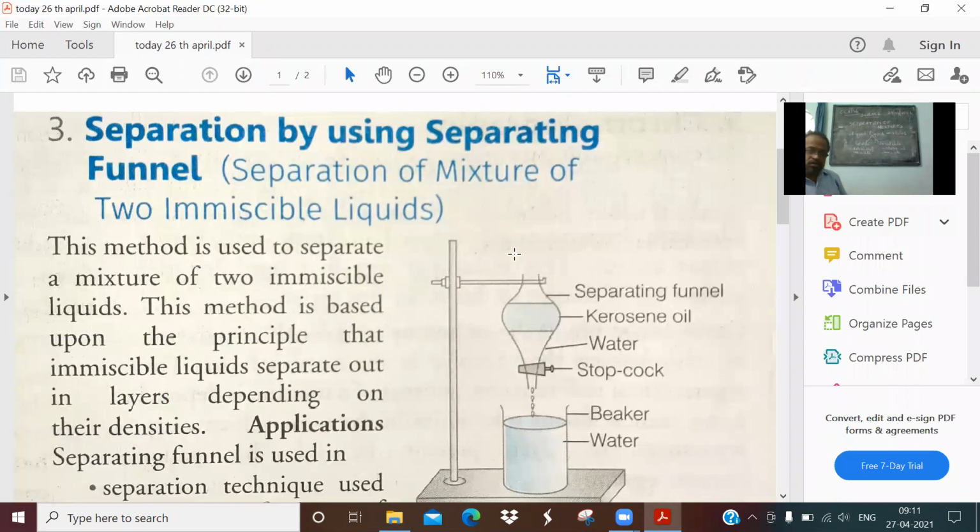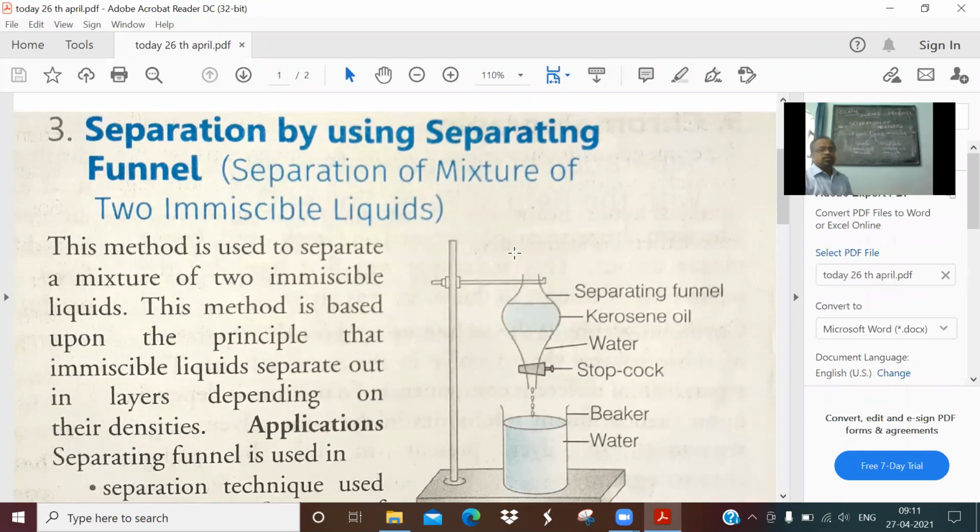Okay, children, see the screen. I'm sharing. In the previous class, you have seen how to separate two immiscible liquids by using the separating funnel. Here, the difference in the densities is used as the idea for separation. The lesser dense liquid floats, and we can separate it very simply without much mechanism. You have seen it in the previous lesson.